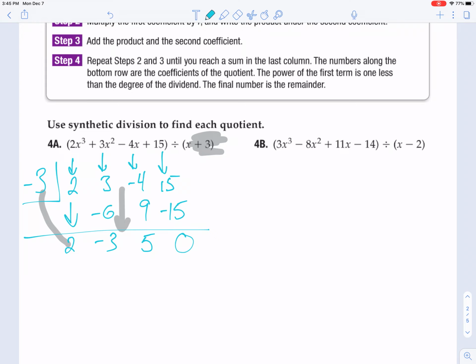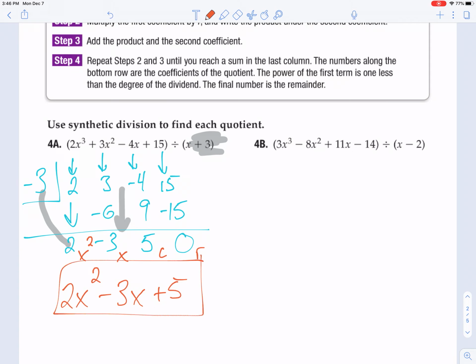Now you need to tell me the answer as an actual polynomial. Right now you just have a bunch of gibberish. So the very far right thing is always going to be your remainder. Then the constant, x, x squared, x cubed, x to the fourth, keep going until you run out of numbers. So my final answer is 2x squared minus 3x plus 5. That's the answer.